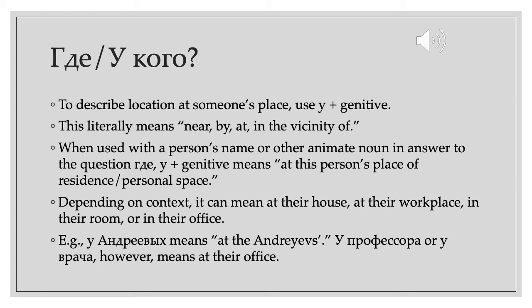So, for example, if we say у Андреевых, we mean at the Andreevs', like at the Andreevs' house. У профессора or у врача, however, means that you're at their office. So, я у врача means I'm at the doctor's office. Я у профессора means I'm with my professor, I'm at my professor's office.